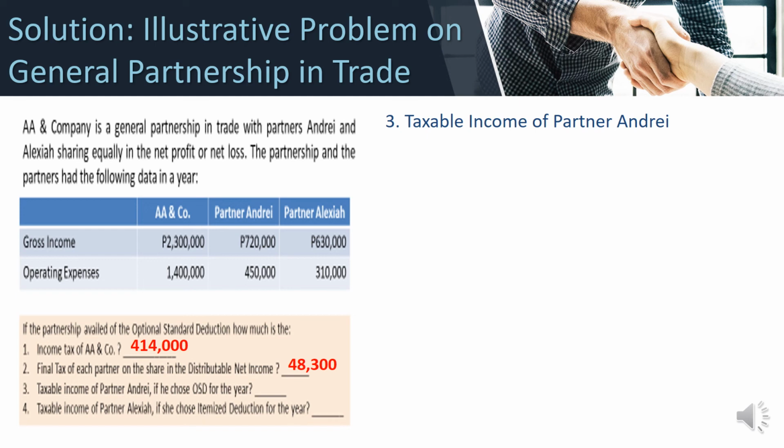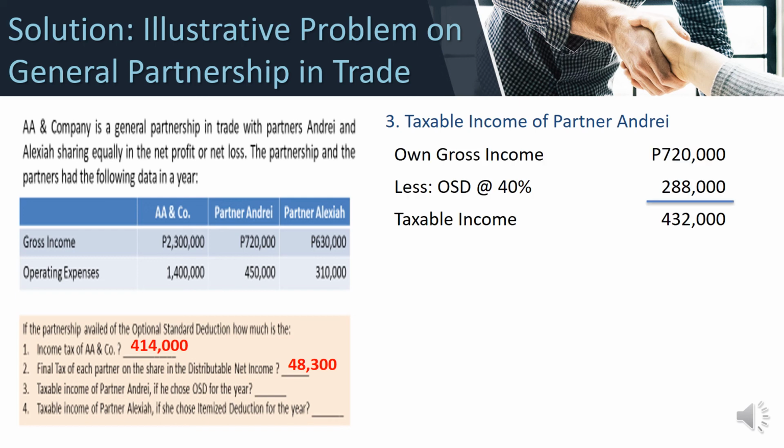Third, how much will be the taxable income of partner Andre if he chose OSD for the year? So, si Andre, ang pinili ay OSD. So, own gross income of Andre is 720,000 minus the OSD of 40% of 720,000 will make you arrive at 288,000. So, therefore, the taxable income will be 432,000.